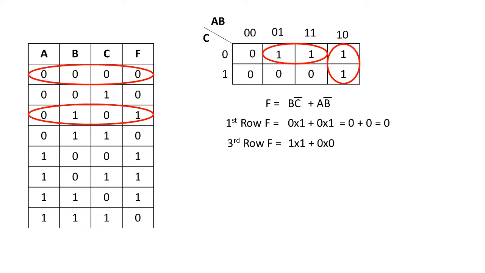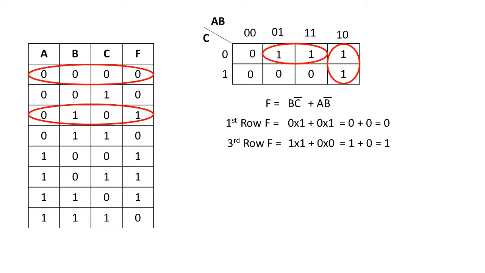Why 0 into 0? A B naught. A is 0, B is 1. So complement of 1, that is 0. So 0 into 0. What will be the result? Observe, 1 plus 0, the result is 1. So that means the function is correct.